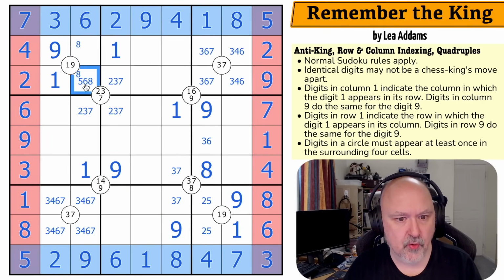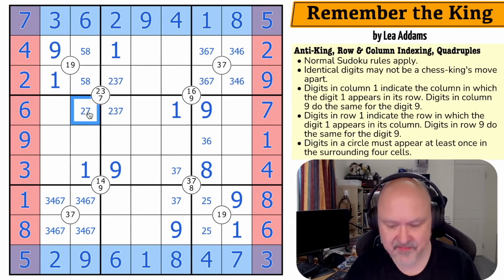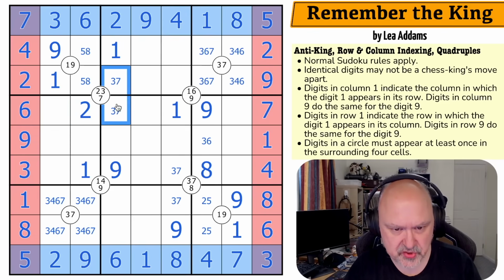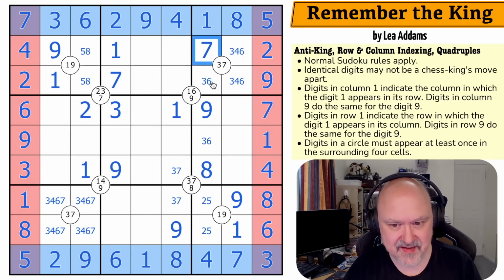There's no 4 or 6 here. So this is a 5, 8 pair. There's no 3 here and there's no 7. That's the 2. Taking the 2 out of those, this is a 3, 7 pair. The 7 is looking across, making that the 3 and that the 7, which takes 7 out of there, making that the 7.